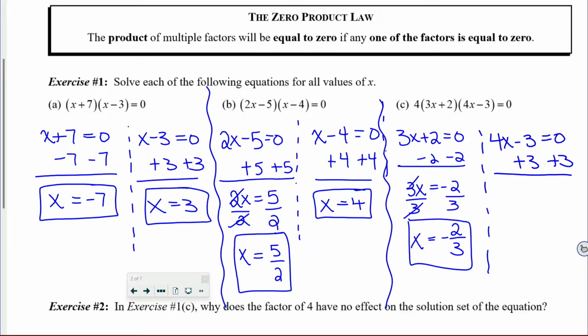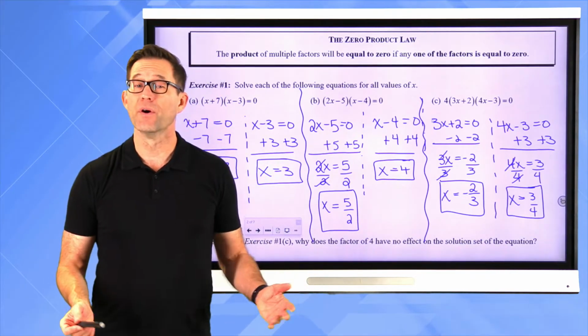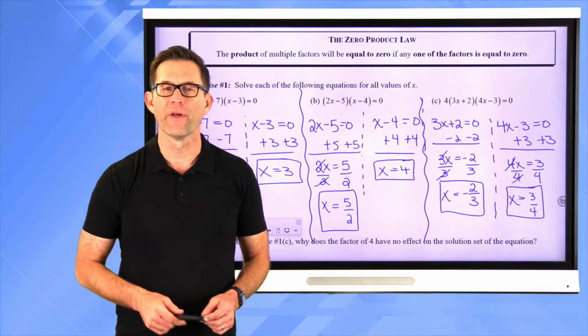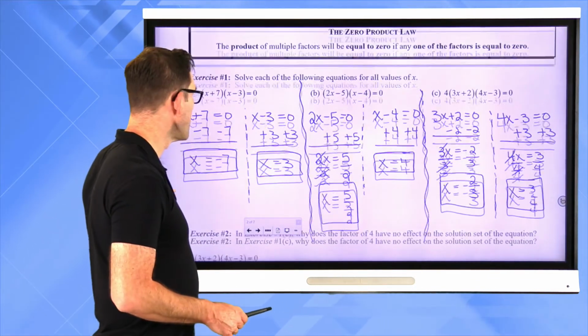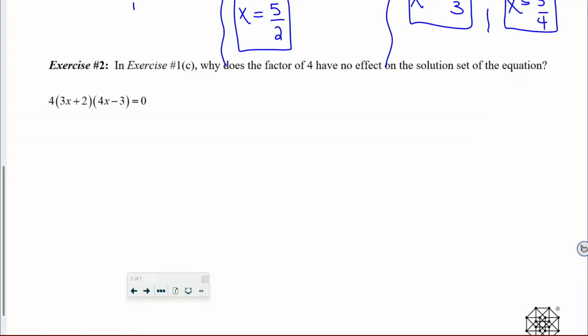Add 3 to both sides, we'll get 4x is equal to 3. Divide both sides by 4, and we'll get x is equal to 3/4. There we go, right? And either one of those will be a 0. Or will they? Let's take a look at exercise 2 really quickly. In exercise 1c, why does the factor 4 have no effect on the solution set of the equation?